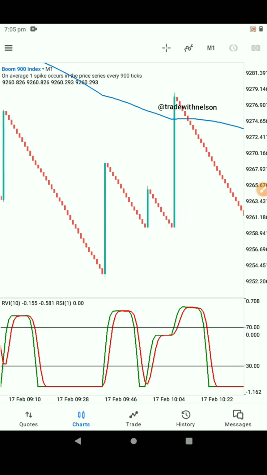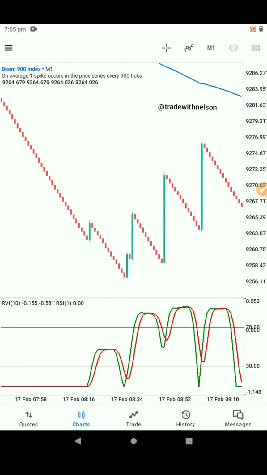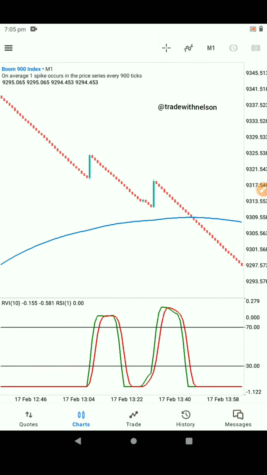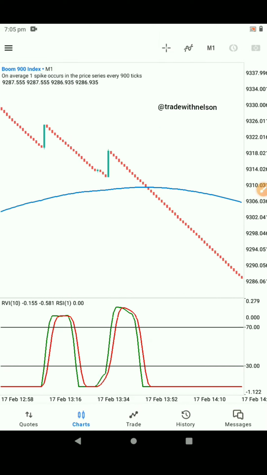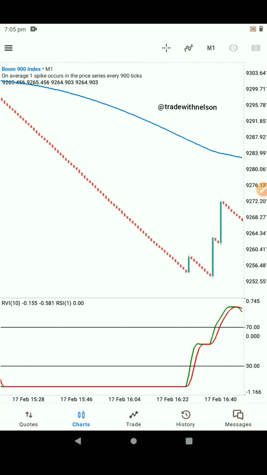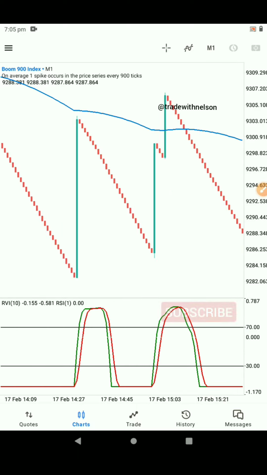After this, I want you to go back on your chart, backtest this strategy, and go as far as you can in the Boom and Crash 900 and 1000 markets. See how many times this strategy plays out and how many times it fails. Then after that, I want you to go on your demo account also and trade a live moving market to see how you can get a perfect entry for this strategy.